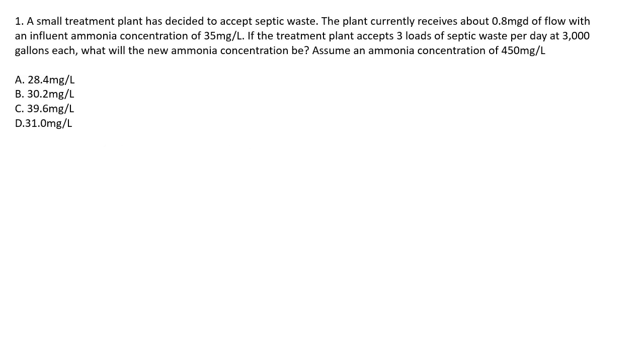Question 1. A small treatment plant has decided to accept septic waste. The plant currently receives about 0.8 mgd of flow with an influent ammonia concentration of 35 milligrams per liter. If the treatment plant accepts 3 loads of septic waste per day at 3,000 gallons each, what will the new ammonia concentration be? Assume an ammonia concentration of 450 milligrams per liter. A. 28.4 milligrams per liter. B. 30.2 milligrams per liter. C. 39.6 milligrams per liter. Or D. 31.0 milligrams per liter.